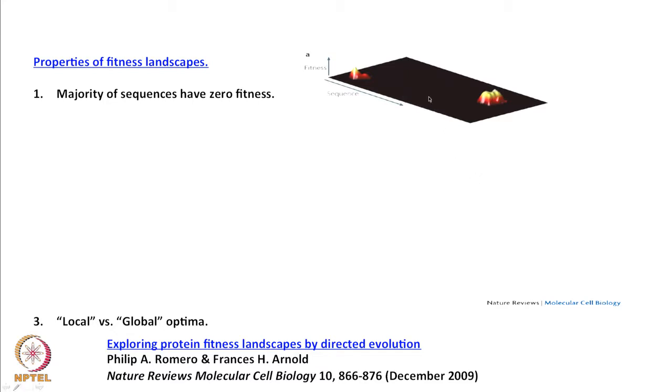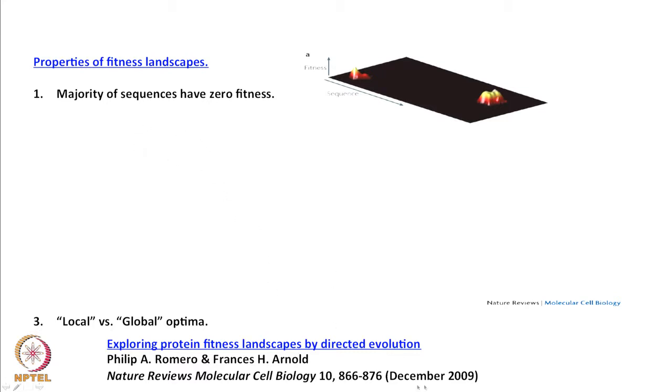This figure is from the perspective of proteins. You only have a few islands here and there in the sequence space which correspond to actual living bacteria in the case that we've been talking about, or actual functional proteins from the perspective of this review paper. So that's the first property of fitness landscapes that we want to talk about, which is that the majority of sequences have 0 fitness.